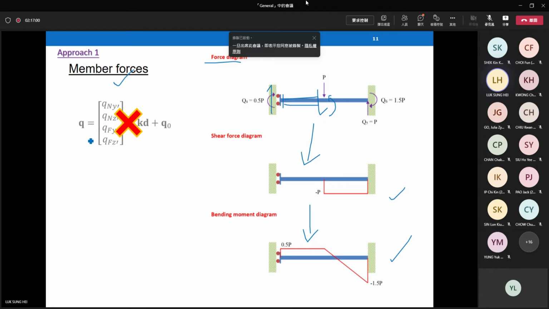As I mentioned in the lectures, I think there's no need to calculate member end force. If you really need to do so, I suggest you use equilibrium. Make a cut at your interested sections and then use equilibrium. I think it's much faster than using matrix. Okay, this is approach 1. In approach 1, we divided the whole structure into 2 elements, so that we have totally 2 elements, 3 nodes, 6 degrees of freedom.